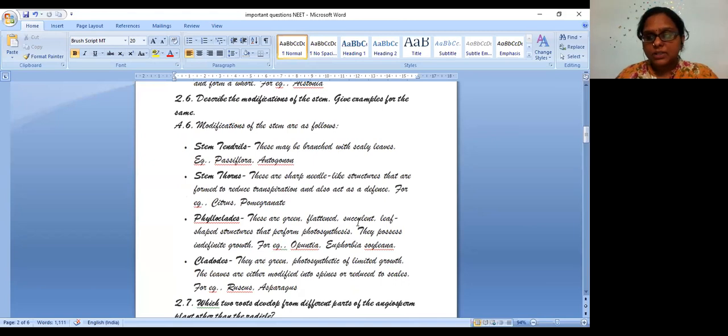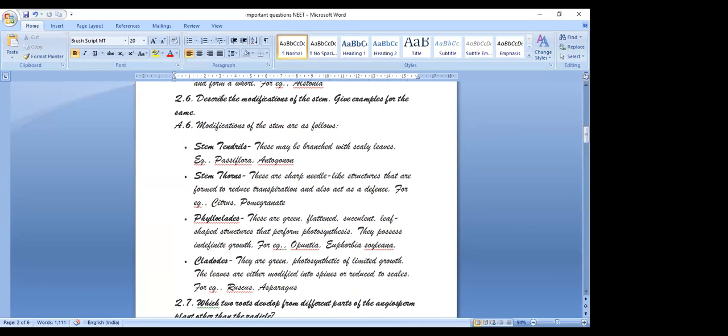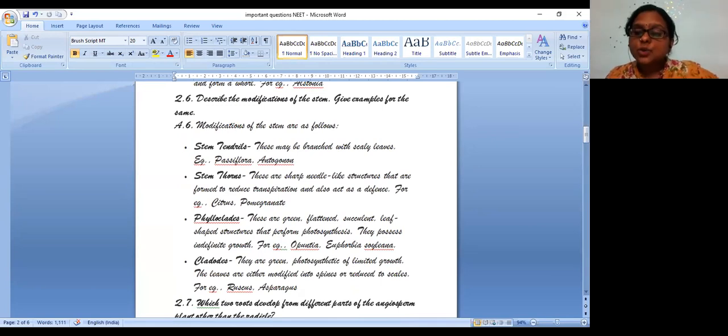What do you mean by succulent? Euphorbia. I'll show you. What do you mean by succulent, students? In the previous class I told you what succulent means. They store water, the nourishment, water. Okay, they store water.